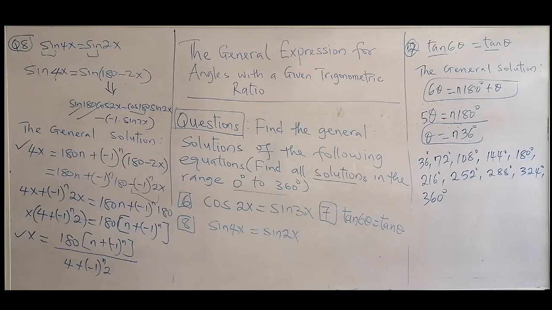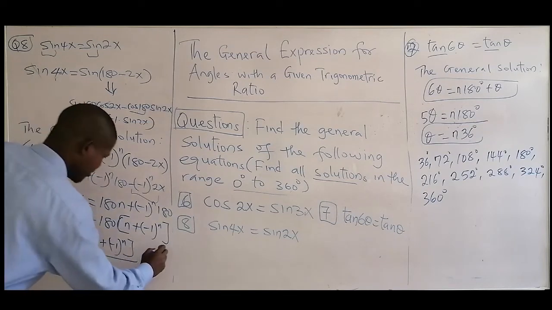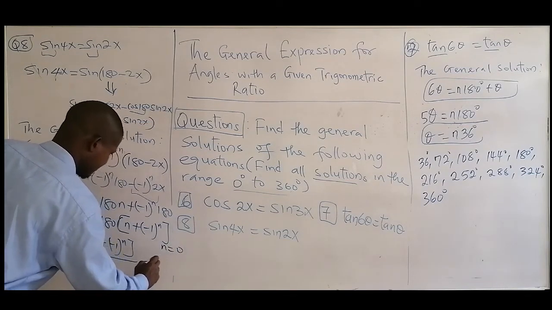So what we need to do now is begin to substitute for n, which is the integer. Let's try n equal to 0. Does it make sense there? N equal to 0 here, that will be 1. That's 180, n equal to 0. So what do you have?